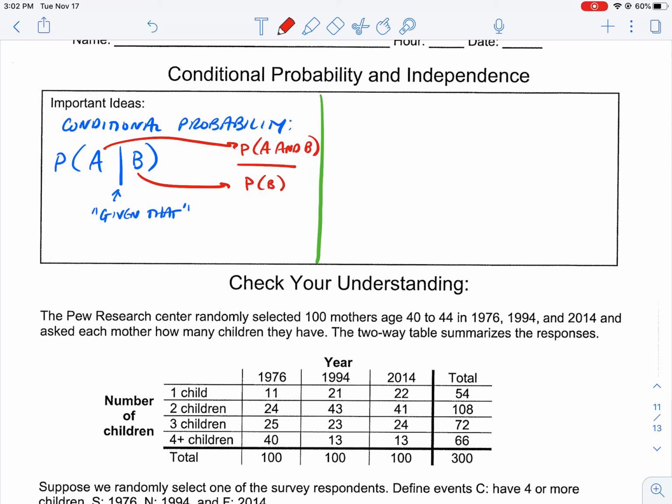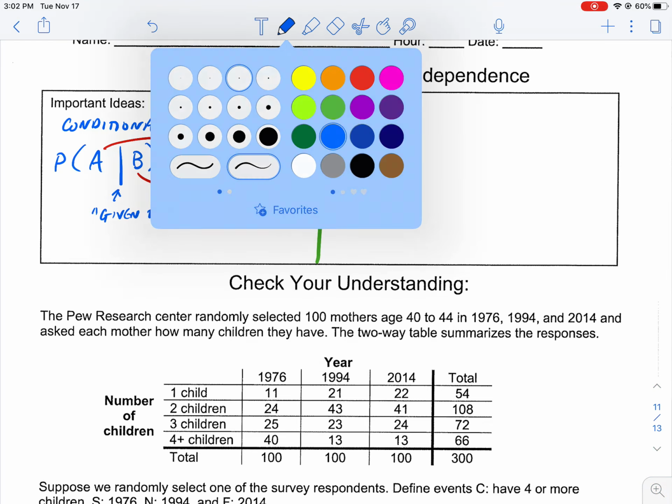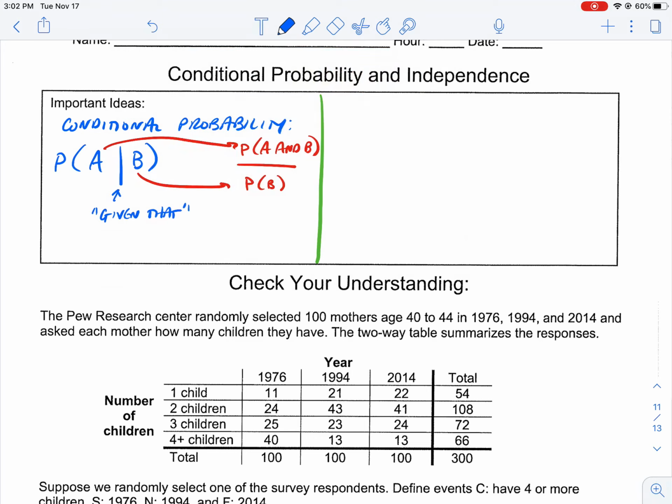And why is that? Well, because if B is a limiting factor, then A and B had to happen to put it on top, meaning you couldn't just do probability of A, because it's given that B happened. And we'll look at that a little bit more down below when we start to work on this particular problem. And this is where we're starting to talk about independent events.